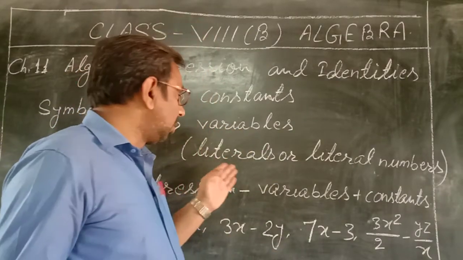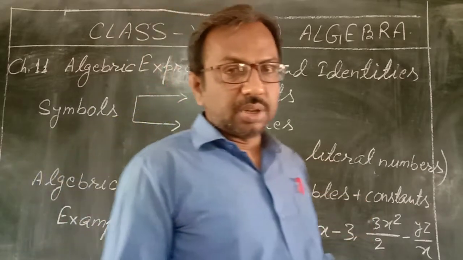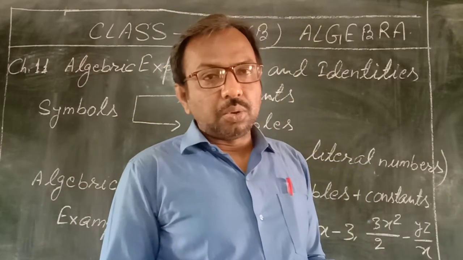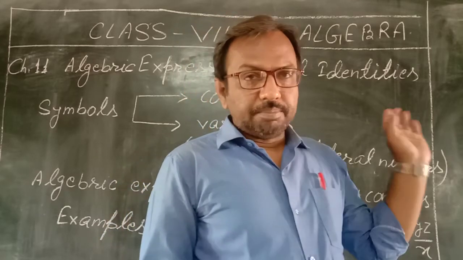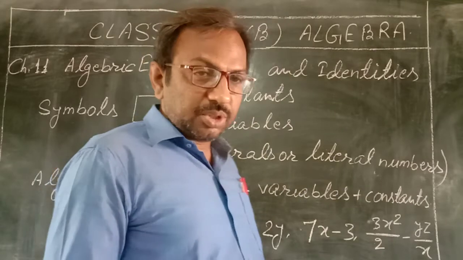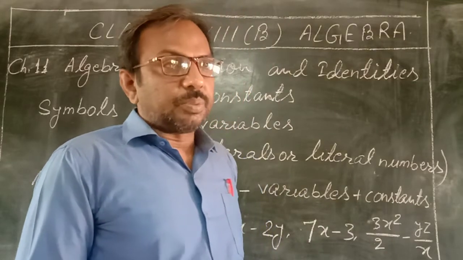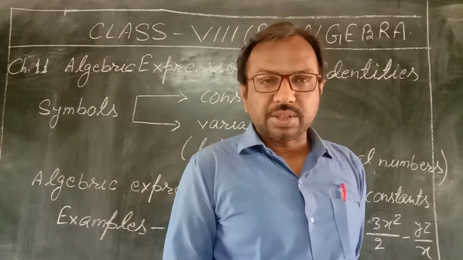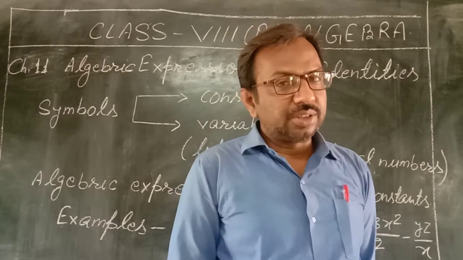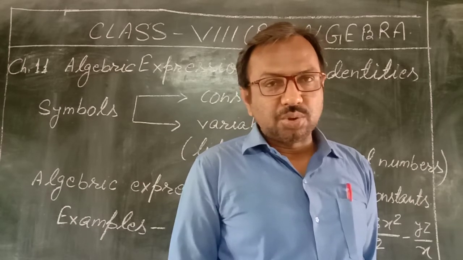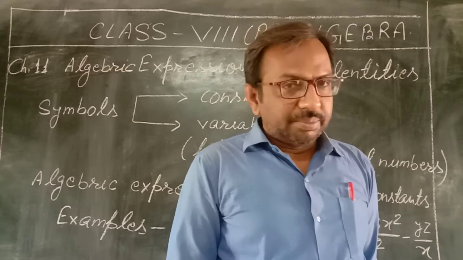This is also called literals or literal numbers. All the English alphabets such as A, B, C, X, Y, Z that are used with the constant terms are called variables. Suppose we use X with 3, so the term becomes 3X. In this 3X, 3 is the constant term and X is the variable term. So combining these two, we make the algebraic expression.